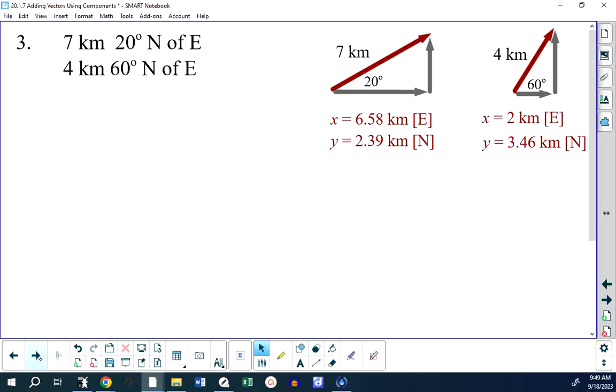So for the 7 kilometers, 20 degrees north of east, you would go 7 cosine 20 to get the east, and 7 sine 20 to get the north.